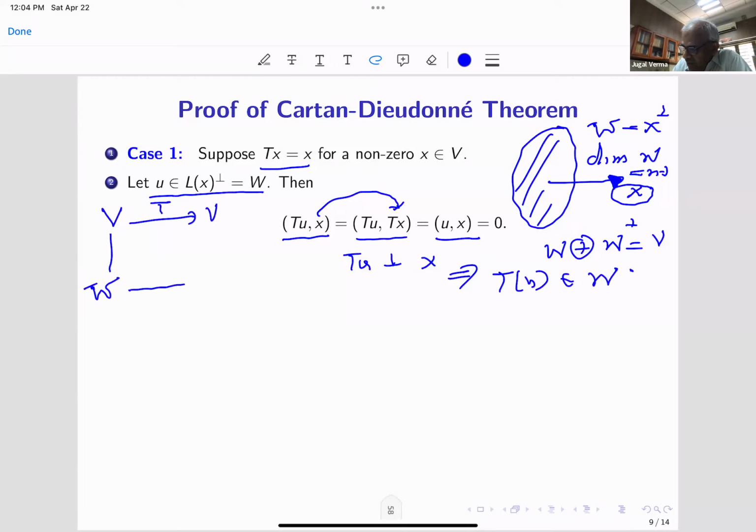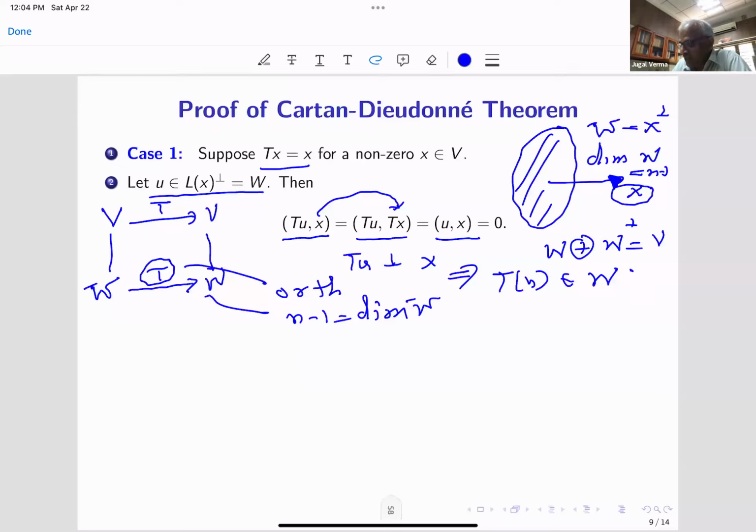And what we have observed now is that T is mapping W into W. And this T was orthogonal. So when I restrict T to W, certainly it is orthogonal, because being orthogonal is the property that the lengths of vectors are preserved under the action of T. So the same property holds for T. So this T is an orthogonal linear transformation, but this W has dimension n minus one. So the theorem is true in this situation.